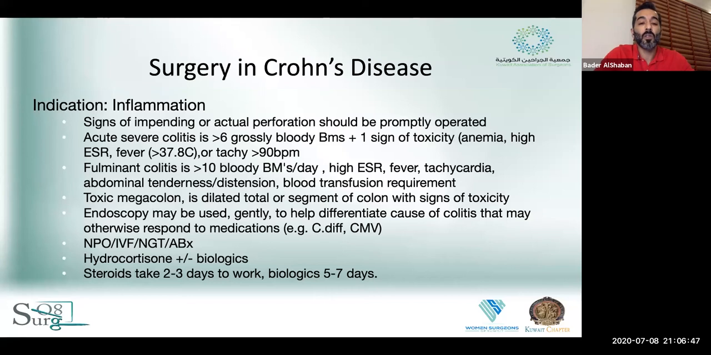Toxic megacolon is when there's a dilated segment or the entirety of the colon is dilated with signs of toxicity. Endoscopy may sometimes be used, and it may be important to help differentiate patients that arrive with severe colitis from the moment they walk in through the door and are just not responding to your treatment. You want to differentiate whether this is infectious or non-infectious in order to direct your treatment between immune suppression or antibiotics. Putting your patient NPO, hydration, nasogastric decompression, and broad-spectrum antibiotics are important at that point.